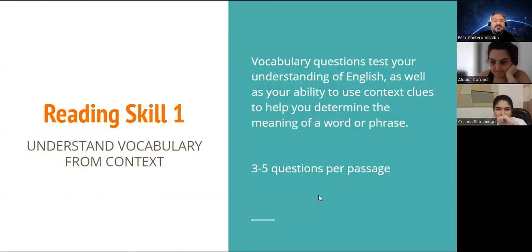And now we move on to reading skill number 1. So reading skill number 1, out of the 10 skills that we're going to practice, is understanding vocabulary from context. So vocabulary questions test your understanding of English as well as your ability to use context clues. These are important. This is what we talked about. Read the whole sentence, see how it's being used, are there transitions, etc. To help you determine the meaning of a word or a phrase, this kind of question appears 3 to 5 times in each passage. So you're going to have to practice this a lot.